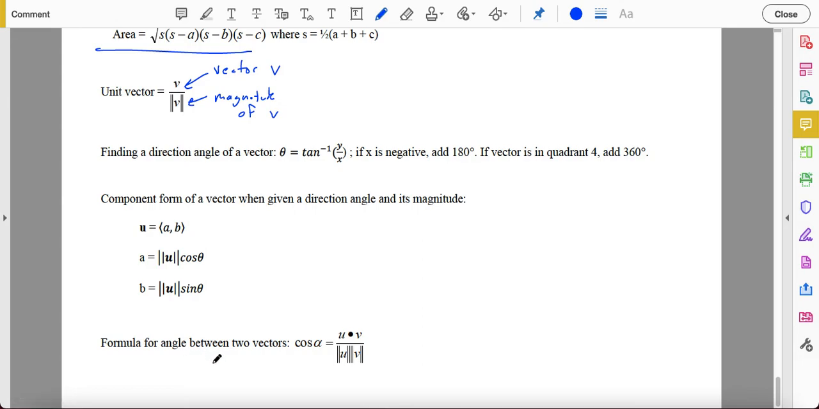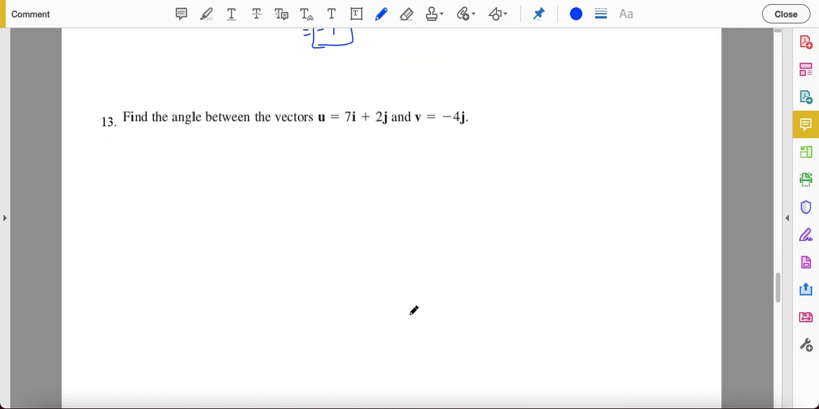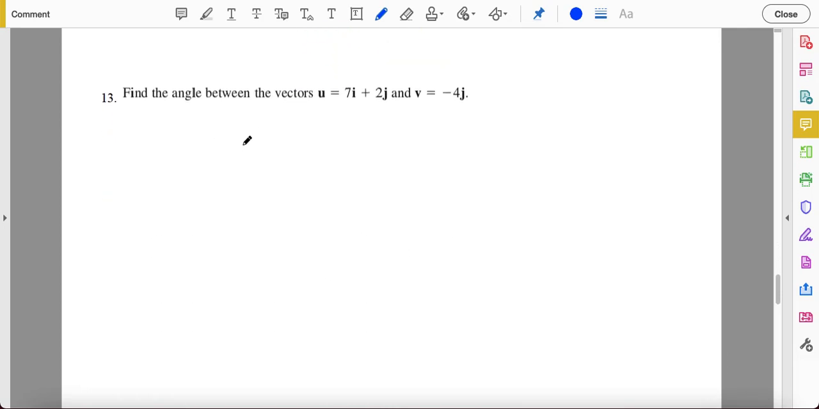Formula for angle between two vectors. It's cosine of that angle equals the dot product of u and v over the product of the magnitudes of u and v. So we've got cosine of this angle. I'm going to use theta instead of a. It doesn't really matter what that variable is. So this is the angle we're looking for. Cosine of that angle equals the dot product. That'd be u dot v over the magnitude of u times the magnitude of v. So that's what we need.